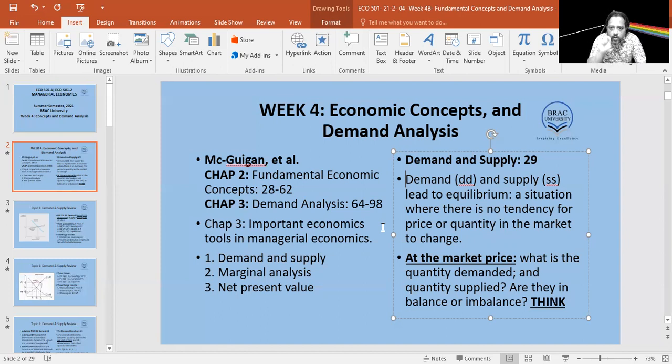So when we look at a demand curve or a supply curve, what we ask is, if this is the market price, what is the amount that is demanded by the households? What is the amount that is being produced by the firms? So if we have an equilibrium, there's no tendency for further change. The balances meet just like this. Otherwise, at the market price, we see what is the quantity demanded and what is the quantity supplied. If the demand is more than the supply at the market price, there's shortage. If supply is more than demand at the market price, there's surplus.